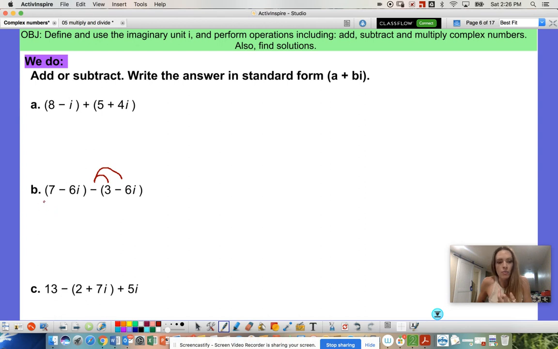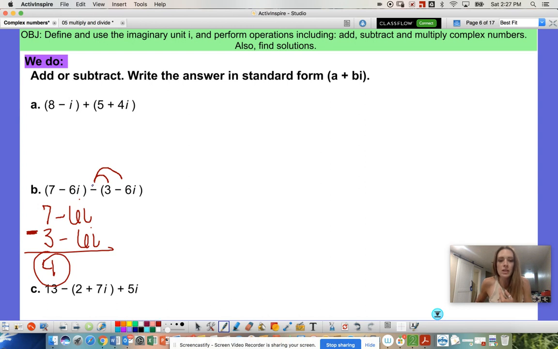So vertically, you would just say 7 minus 6i, and then you put a big old minus sign out here because you can't forget to subtract each term, right? And do that. So 7 minus 3 is 4, and negative 6i minus a negative 6i, which is really negative 6i plus 6i, is 0. So the answer to this guy is just 4.